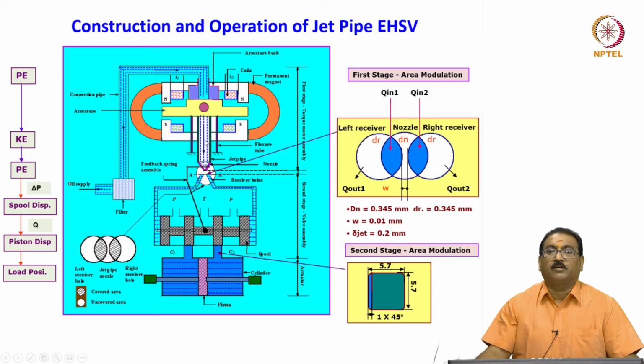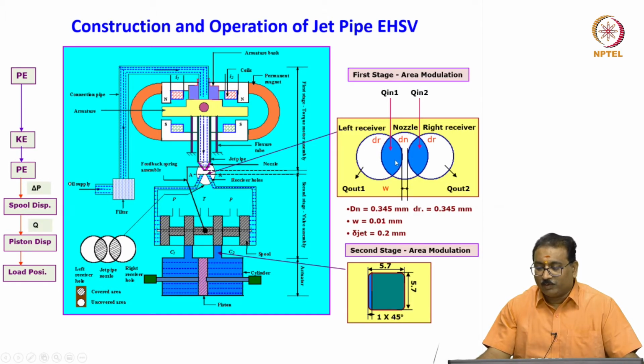In the null position, what is the null position? When the jet pipe is at the center, an equal amount of flow will come to the left receiver and the right receiver, as I have shown you here. Then the spool will not move. Then no flow is going to the actuator, because it is a null cut servo valve. C1 and C2 are completely blocked by the lands.